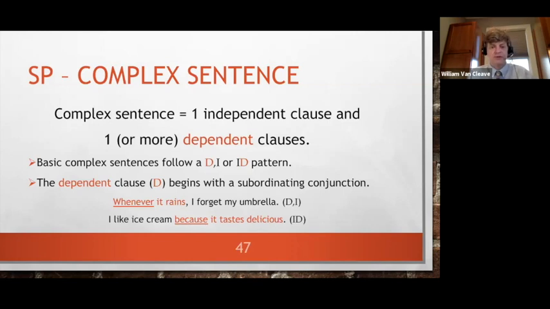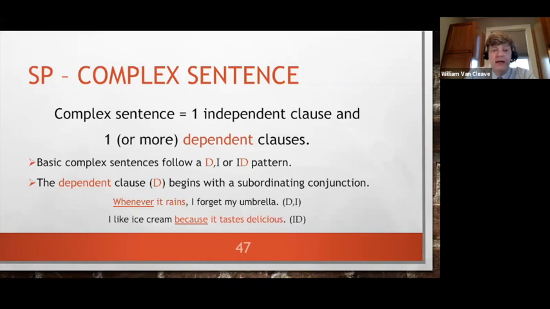So I've written two for you. Whenever it rains, that's a dependent clause. Whenever is the subordinating conjunction. I forget my umbrella. And I would argue to you that whenever is the most important word in that sentence. Whenever says it didn't just happen once, it wasn't bad luck, it's every single time.